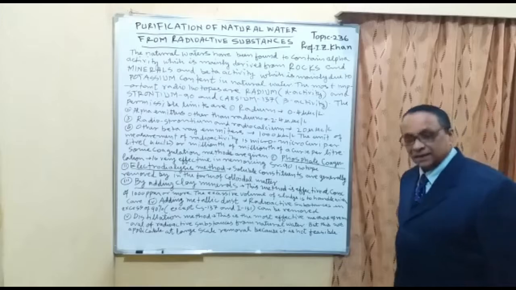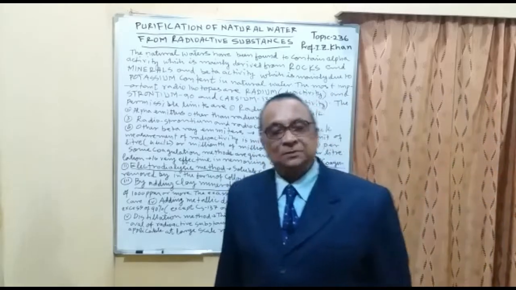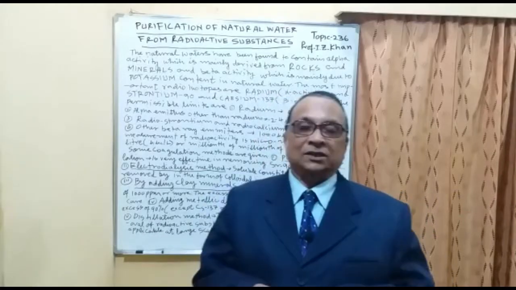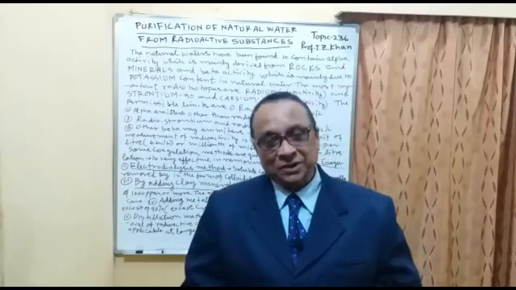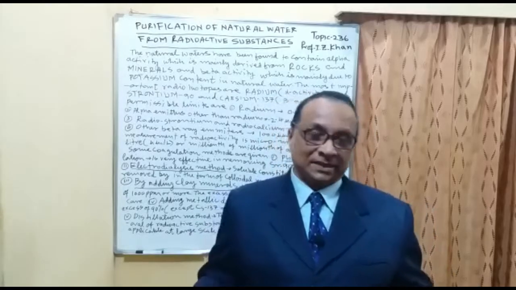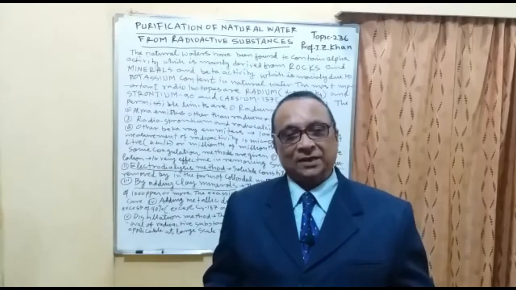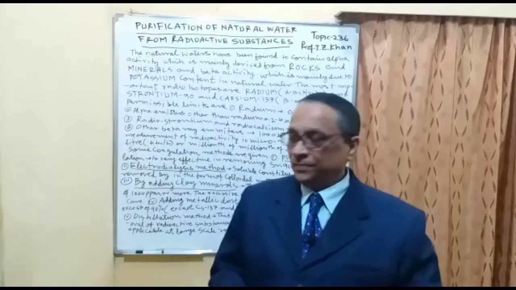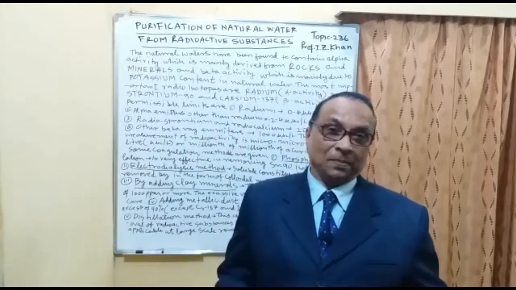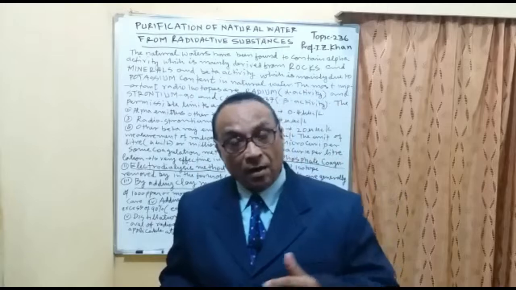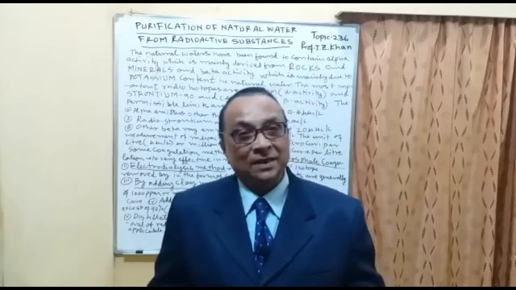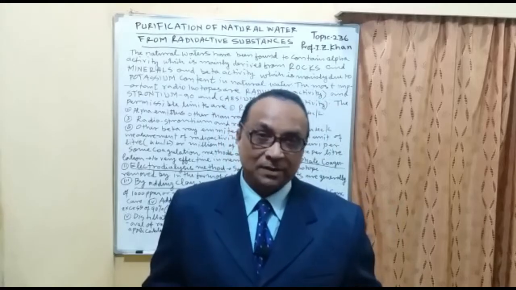The fifth one, the most effective, is distillation. This distillation method can remove all the radioactive substances, but it is not feasible on a large scale. We cannot do the distillation on a large scale; for domestic purposes, we can use it. So with this, I will stop the topic of radioactivity of water and how to purify natural water from all these radioactive substances, commonly known as alpha and beta activity in natural water. Thank you very much.